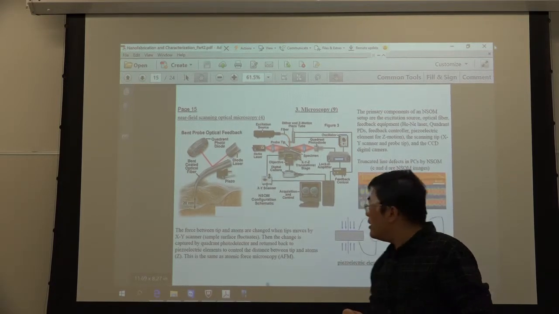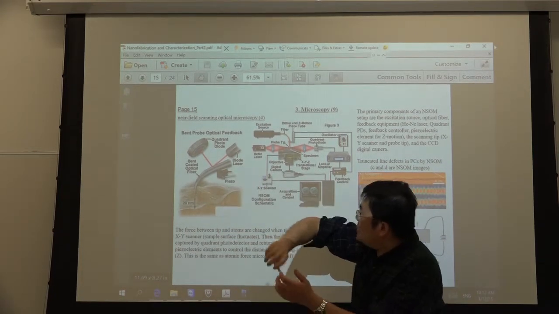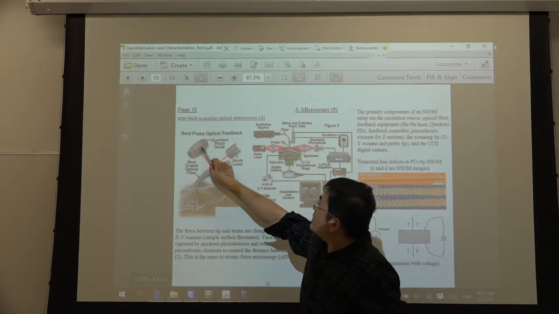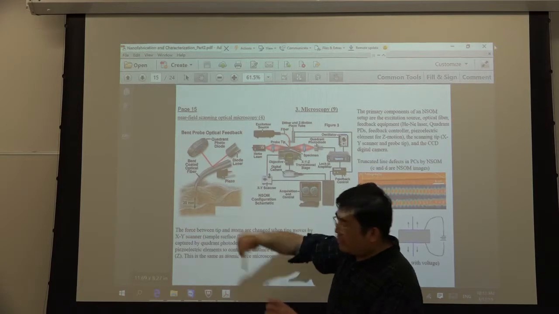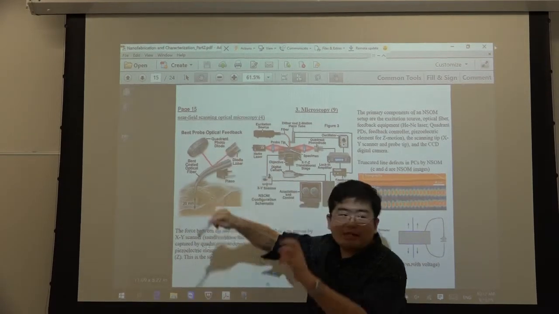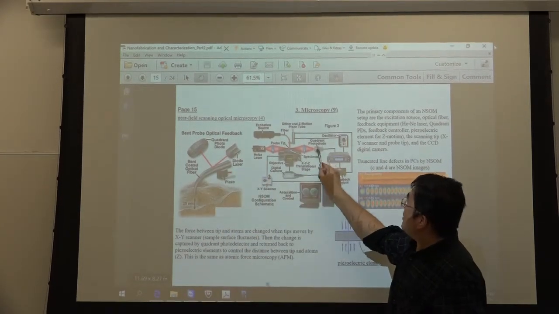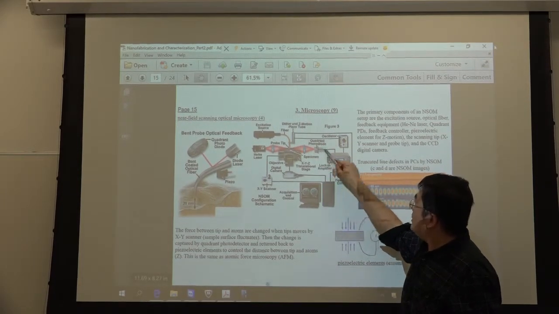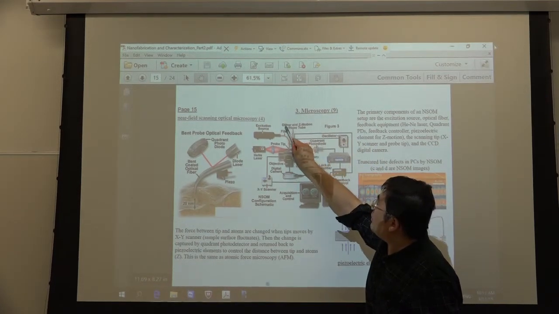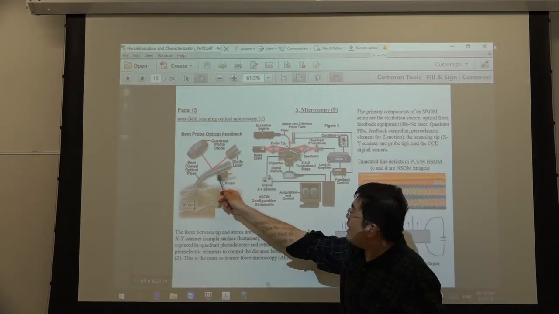Because it has a van der Waals force, this force will oscillate the tip. This oscillation will be sensed by the photodetector, because when the tip oscillates, the light going into the photodetector will change. This change goes to some feedback system. The control is a piezoelectric element, and you can see the piezoelectric element here.